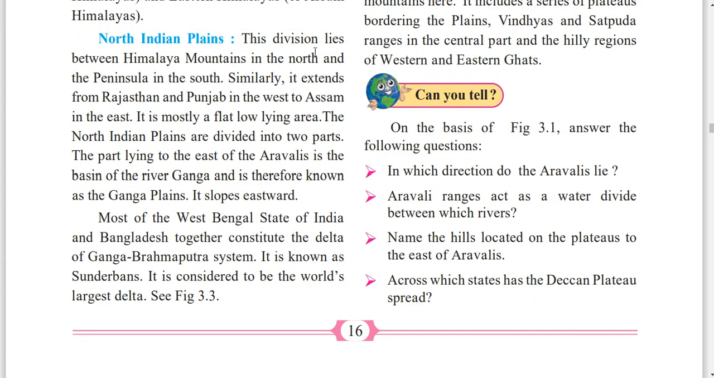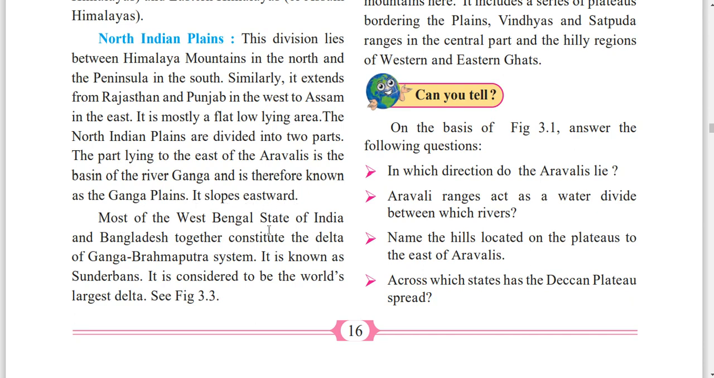North Indian Plains. This division lies between Himalaya mountains in the north and peninsula in the south. Similarly, it extends from Rajasthan and Punjab in the west to Assam in the east. It is mostly a flat, low-lying area. The North Indian plains are divided into two parts. The part lying to the east of the Aravalli is the basin of the river Ganga and is therefore known as the Ganga Plains. It slopes eastward.